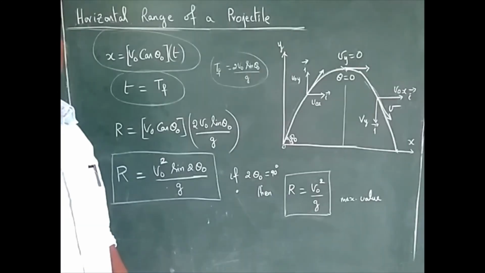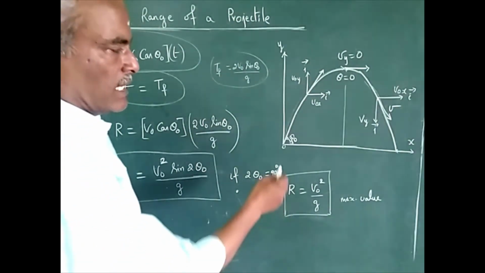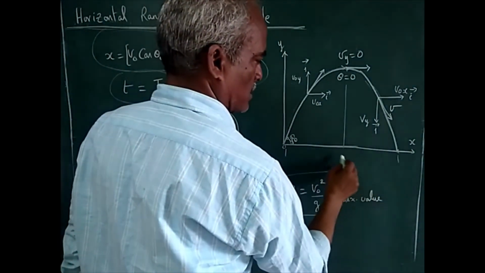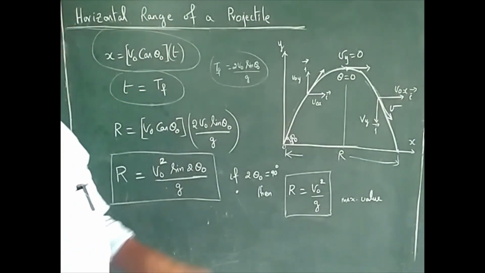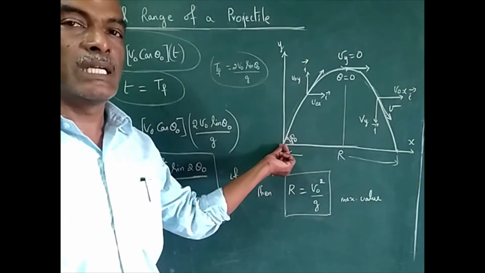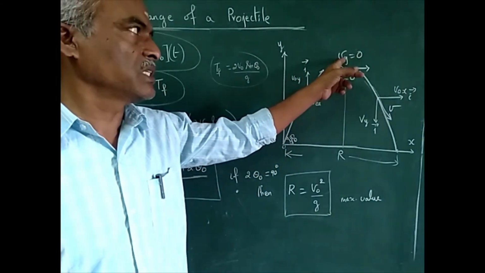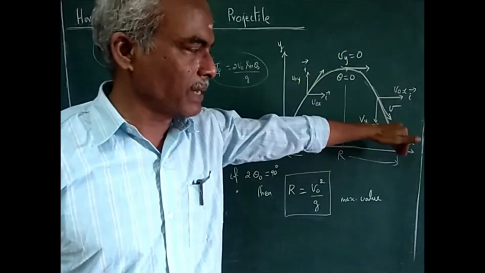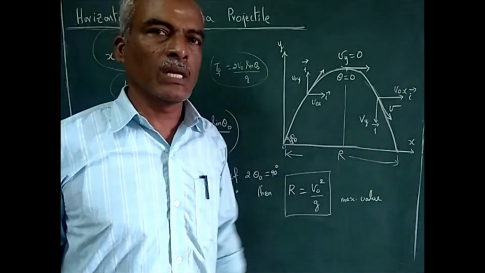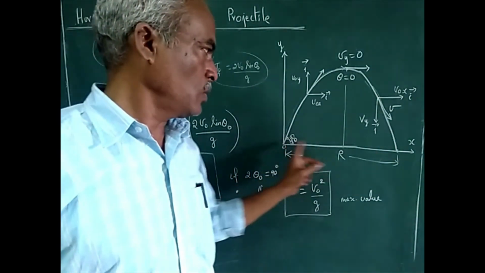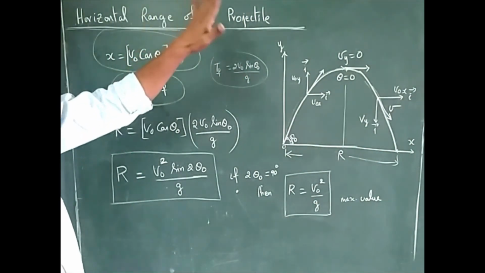Okay. Next we are going to see the horizontal range of a projectile. Horizontal range is nothing but the distance from this point to this point. This is the horizontal range. That means we start with the initial velocity at the origin, it reaches the maximum height where the vertical velocity is 0, and once again it comes back. That means the vertical displacement is 0, and you only have horizontal displacement, that is from 0 to this point. This is called R, the horizontal range of a projectile.